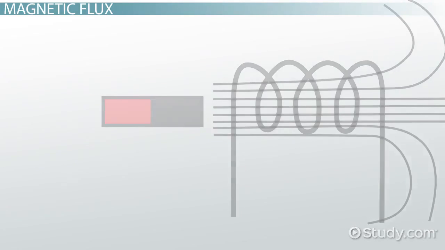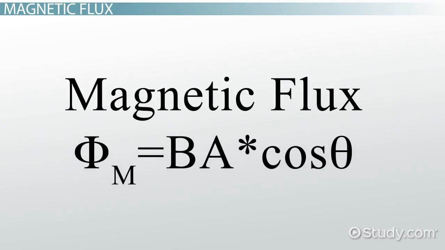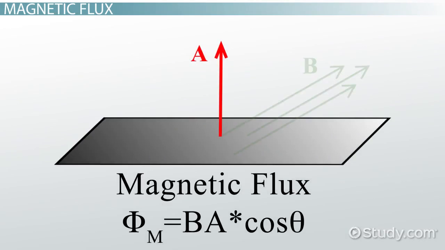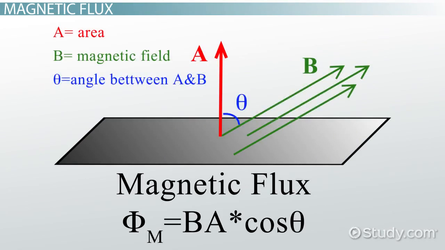This equation shows you how to calculate magnetic flux, which is measured in units of Webers, abbreviated Wb. A equals area, B equals magnetic field, theta equals angle between A and B. Phi sub m equals B A times cosine of theta.